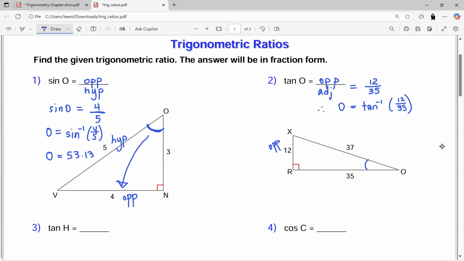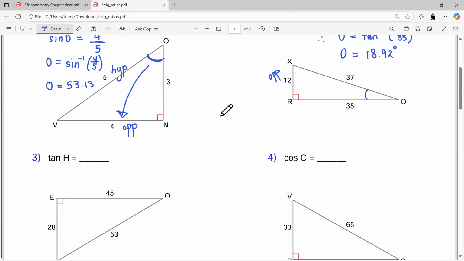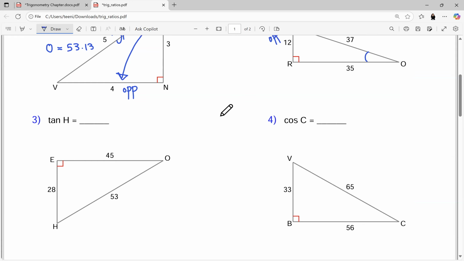Can you work it out and tell me what it is? 18.92. Yes, 18.92 is correct. Good. Thank you, Zane.